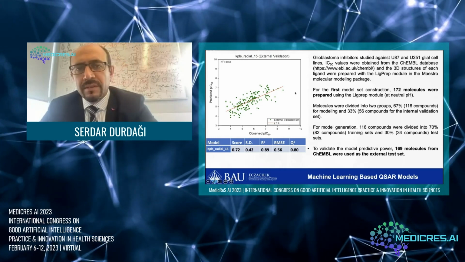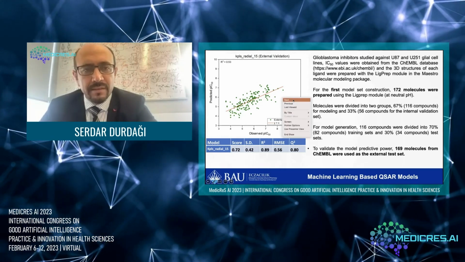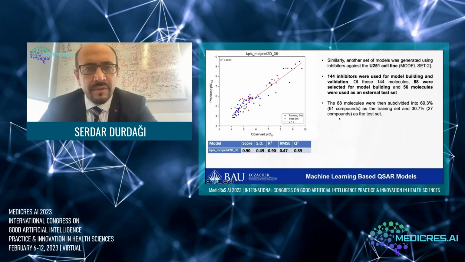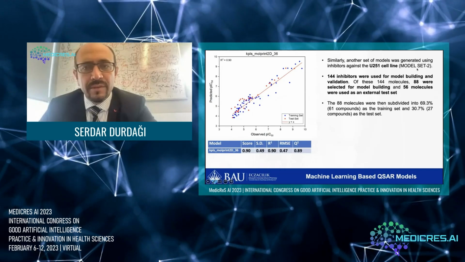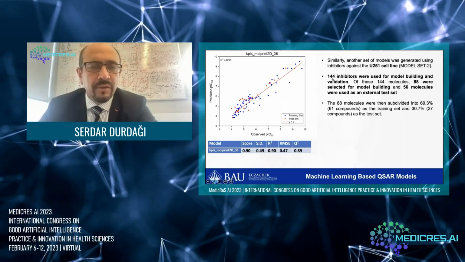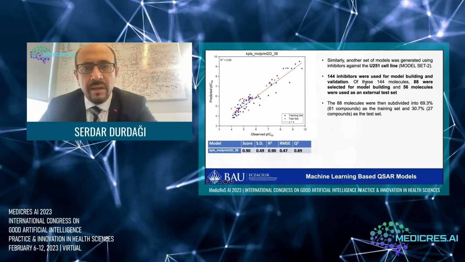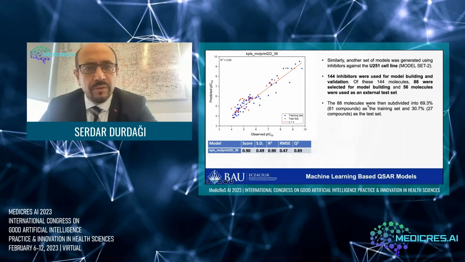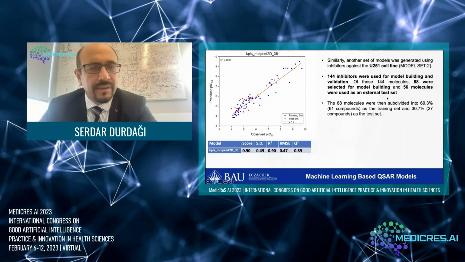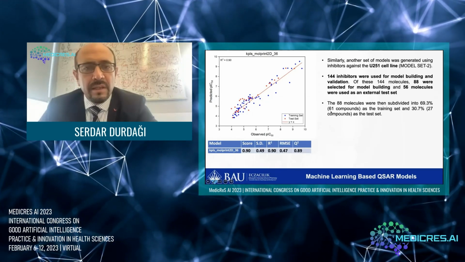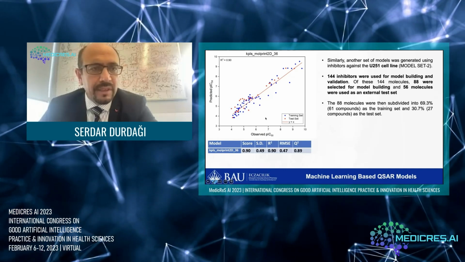For the second model, we used U251 cell lines. So this is model set 2. And 144 inhibitors were used for the model building and validation. Of these 144 molecules, 88 were selected for the model building, and 56 molecules were used as an external test set. And here you can see the statistical results.